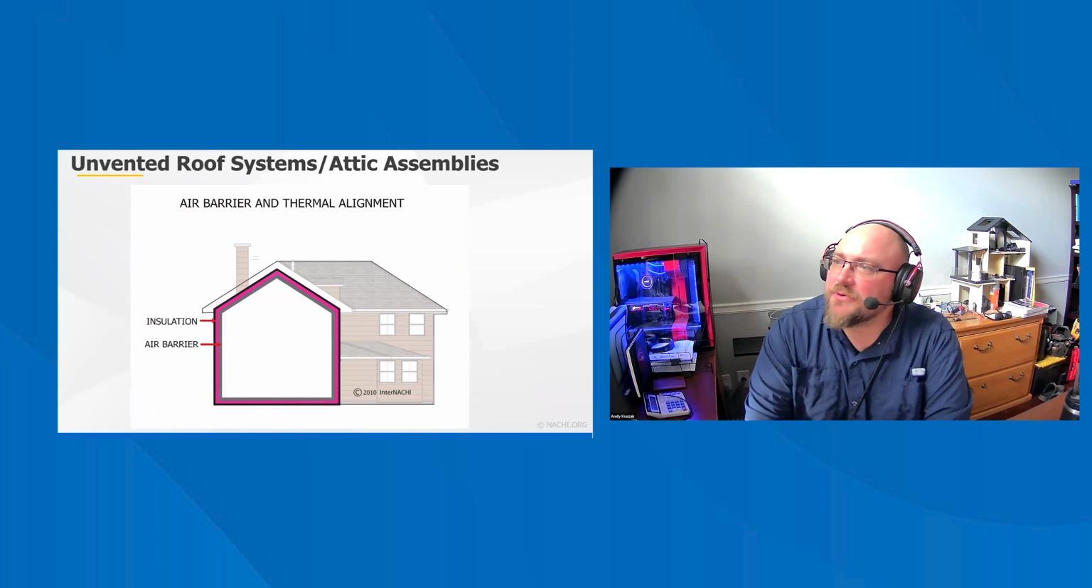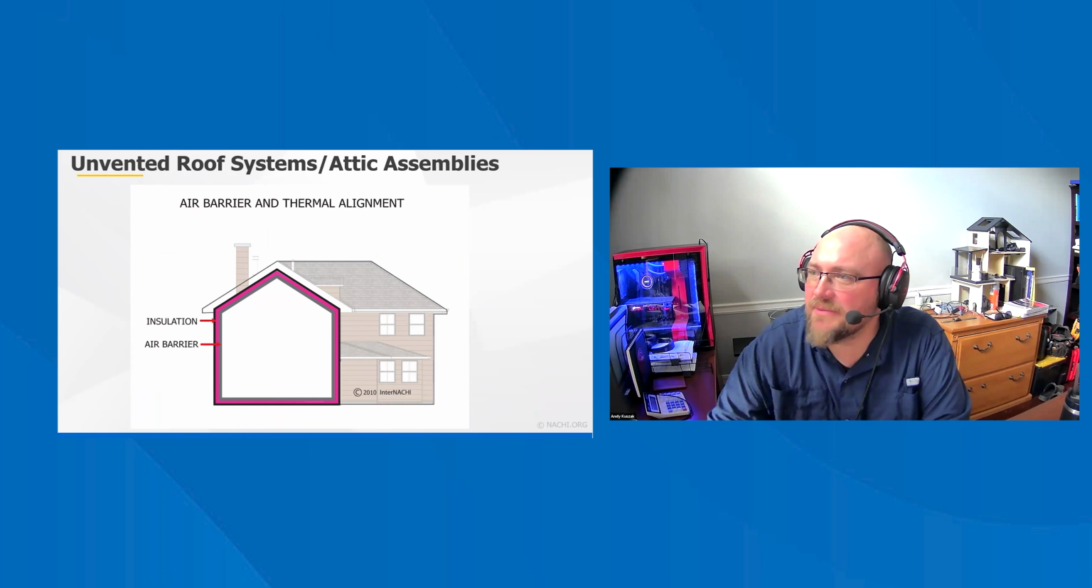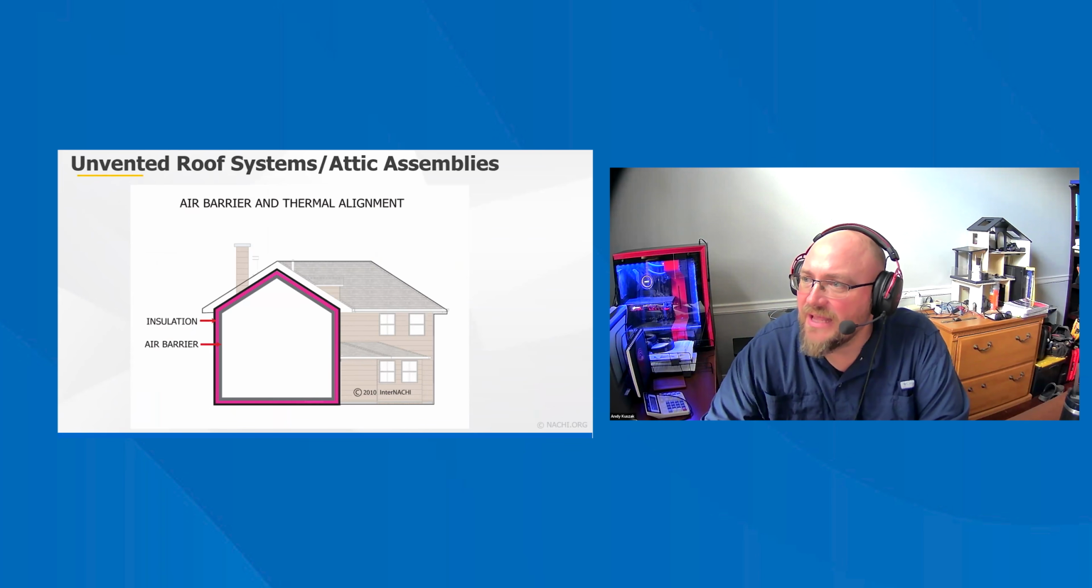All right, unvented roof systems, attic assembly. Expanding on what we were just talking about, spray foam, open and closed cell, and fiberglass insulation can perform successfully in unvented roof systems or unvented attic assemblies when air tightness is provided and humidity is controlled.